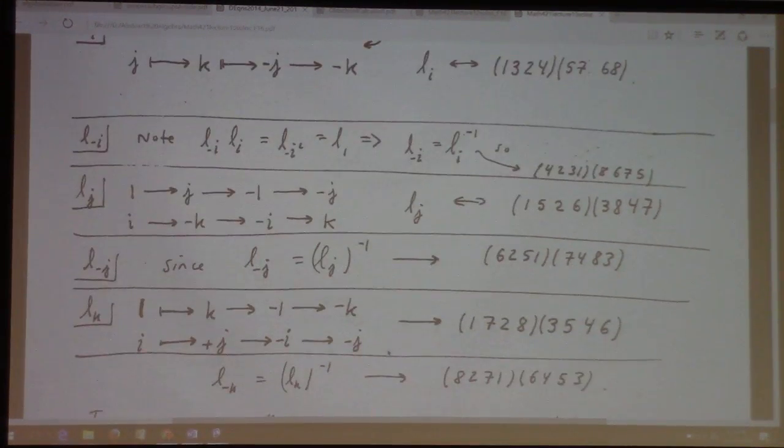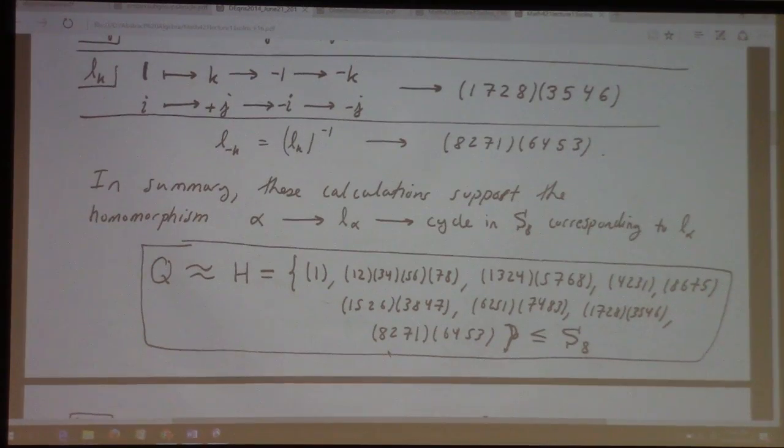You can read it. In short, the punchline is worthwhile. What we find in this calculation is that the quaternion 8 group is isomorphic to this particular subgroup of the permutation group, the symmetric group on 8 symbols. So it's kind of interesting, I think. In principle, you could do this calculation for any abstract group. If you have a group of order 14, you could find some subgroup in S14 which is isomorphic to the group just by looking at left multiplication and seeing what cycles back.